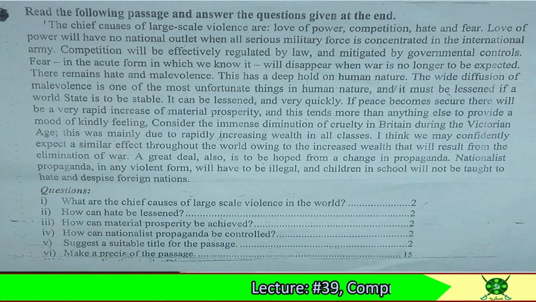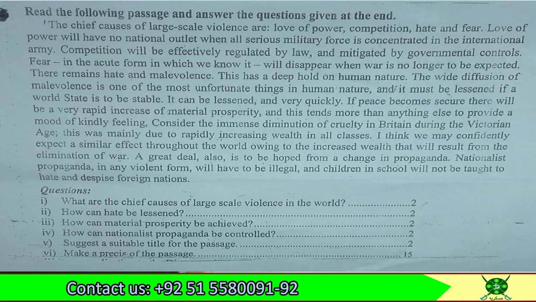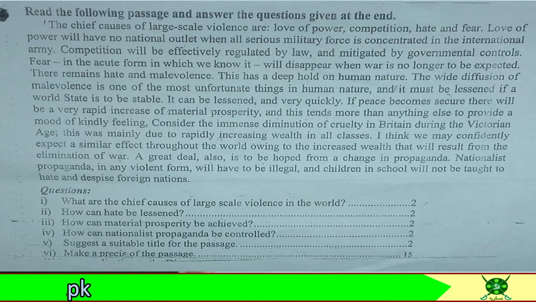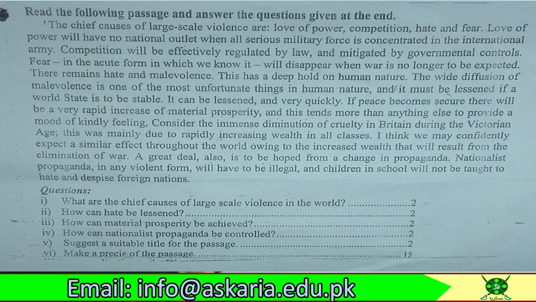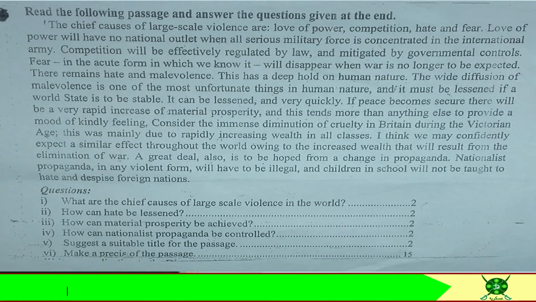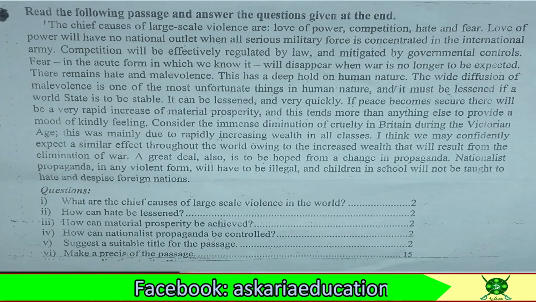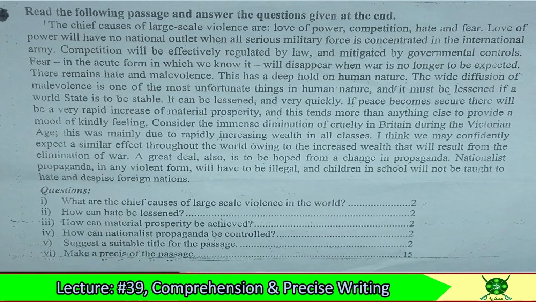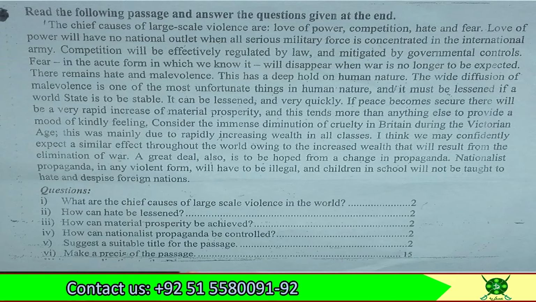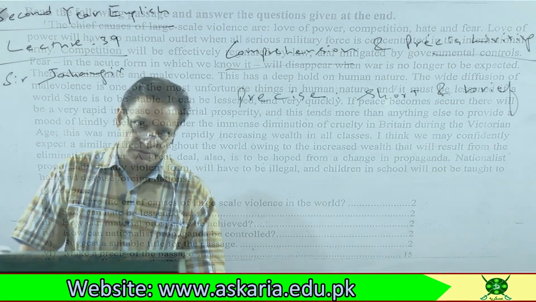Next, how can material prosperity be achieved? What do you say that it can be achieved? You can say that material prosperity can be achieved if there is more peace. How can national propaganda be controlled? Now, just the bottom. What he said is that national propaganda can be controlled if children will not be taught to hate foreign nations.